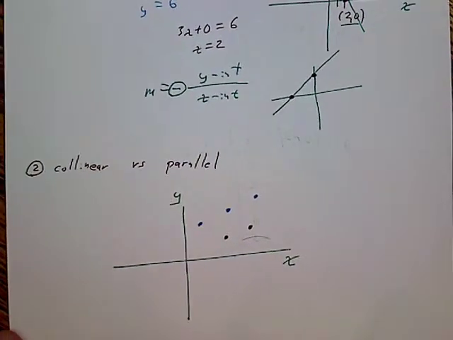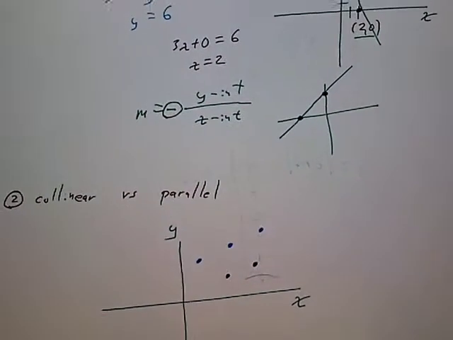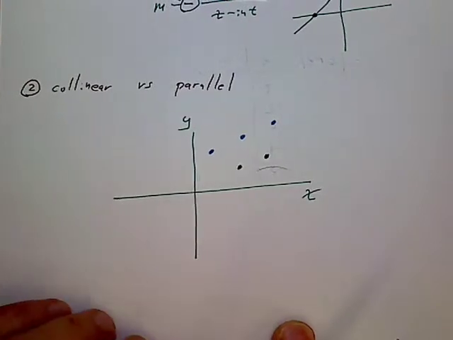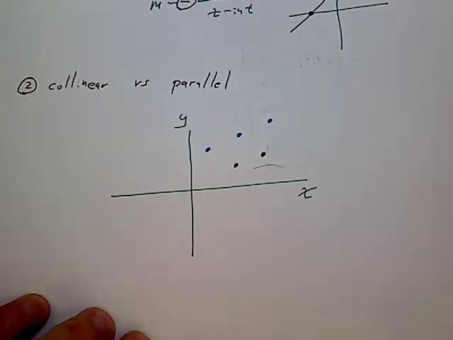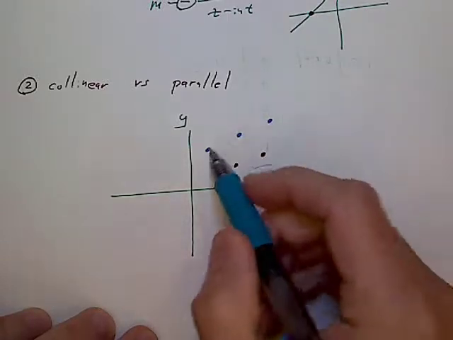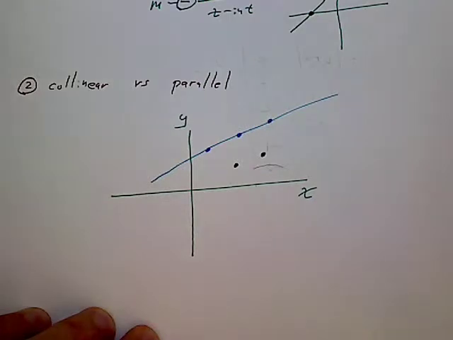The next thing I want to talk about is collinear versus parallel. And what is the difference between those two ideas? These blue points appear to be collinear. That's because if I draw a line through them, they will all be on that line. They are collinear. They're all on the same line. Notice that is different from the idea of parallel.